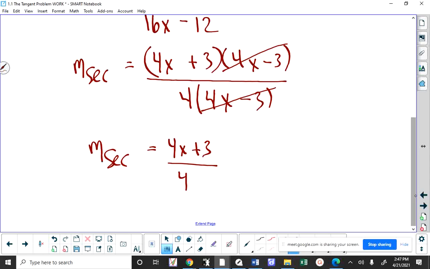Now, are we allowed to put 0.75 in? Well, technically no, because it's still a non-permissible value, but go ahead and do it anyway. Put 0.75 in and see what you get. Three over 2.